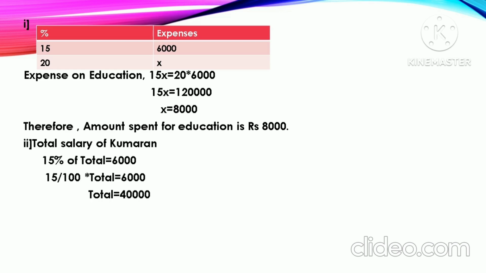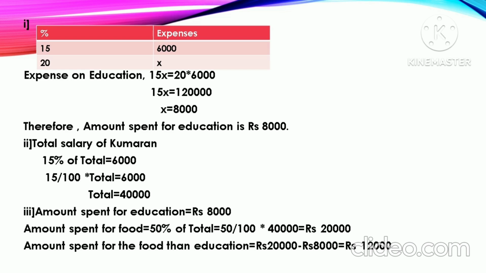Next question is what is the total salary of Kumaran? For finding this, we know that Kumaran spends rupees 6,000 for rent. So 15 percent of total is equal to 6,000. So 15% can be written as 15 by 100 into total, which is equal to 6,000. So total is equal to 40,000.